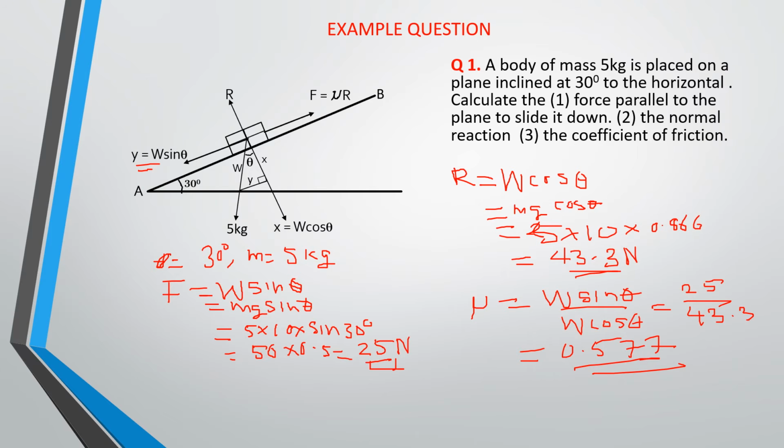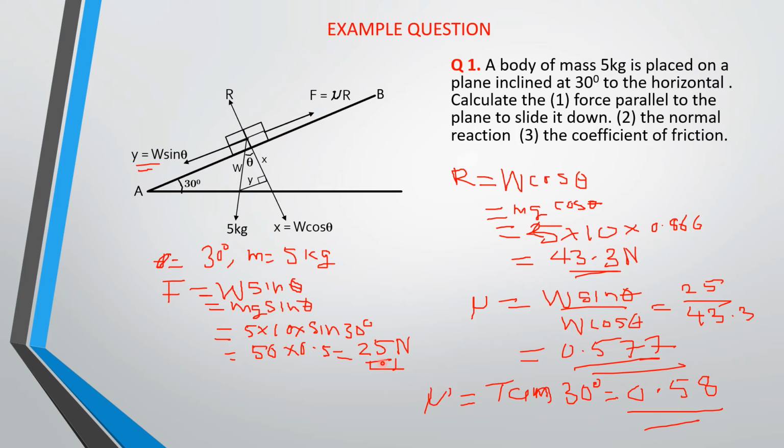Also, alternatively, you can find the tangent, right? You can see that mu, which is the coefficient of friction, is equal to tan theta. It's equal to tan 30 degrees. Okay, so tan 30 degrees from your calculator is equal to 0.58. So this is the same as what we have here. That gives you the coefficient of friction, right?